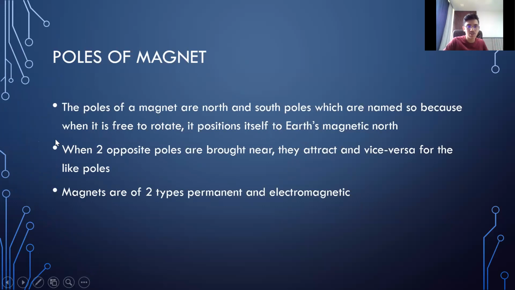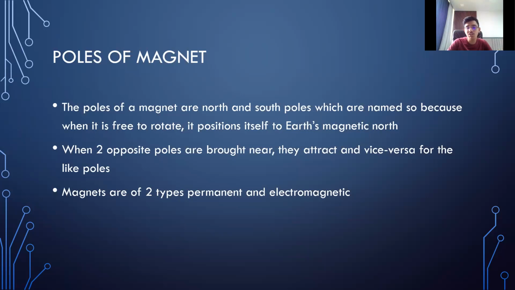So, as you know, there's two poles of any magnet, the north and a south pole, which are named because when free to rotate, if you hang a magnet on a string and it rotates, it positions itself according to the Earth's magnetic field, according to the Earth's magnetic north. So that's how you know which pole is north and which pole is south.